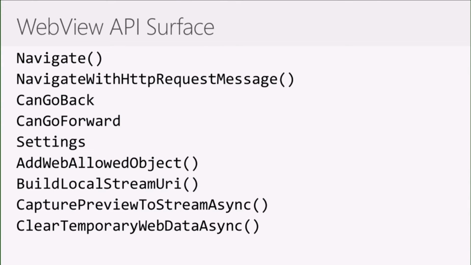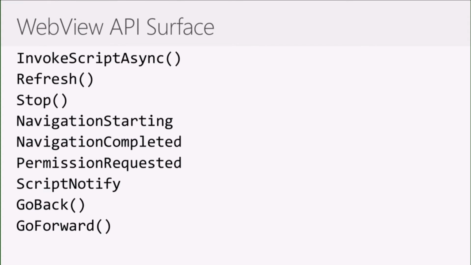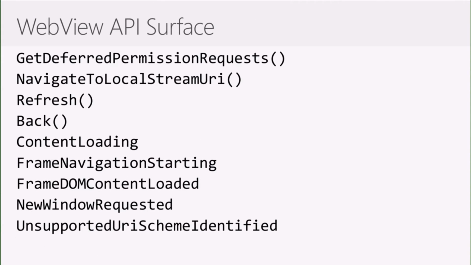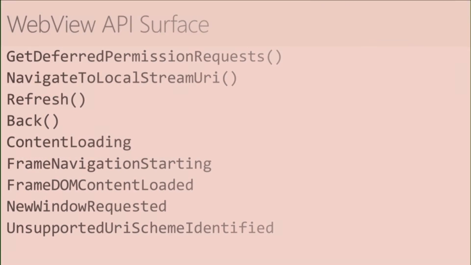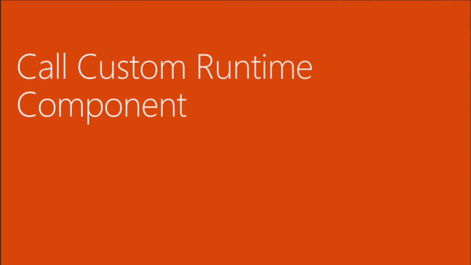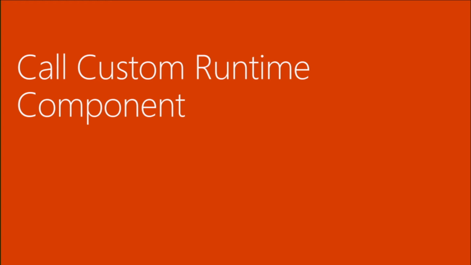When I said rich API surface, I wasn't kidding. There's quite a few APIs. I can keep going through them, but I didn't feel like making this slide any longer, so I won't. But the first demo I'll call is how you can bridge this native to web communication using a runtime component or calling any native C# or C++ component with the web view. So I'll switch over to my Surface.